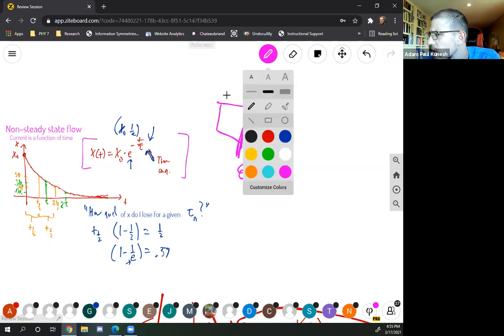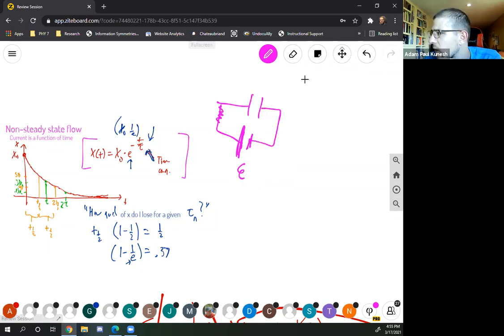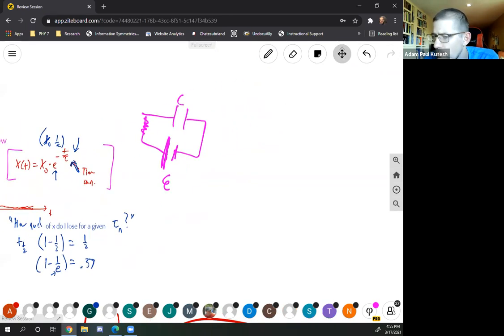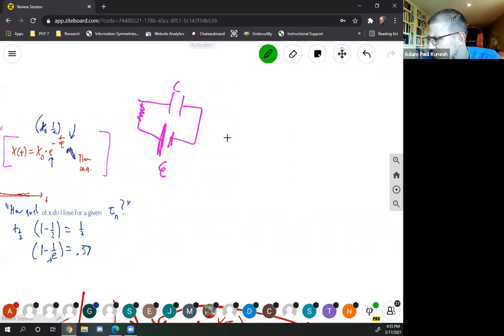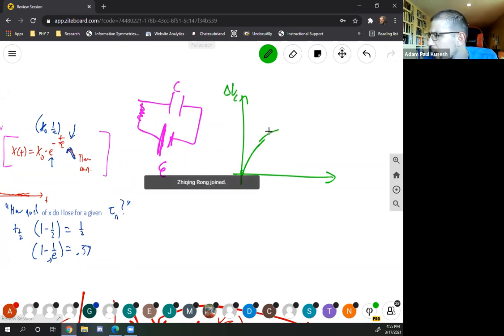The capacitor will charge up, and I need a resistor here too. The capacitor will charge up to some maximal value. So the capacitor, say it's initially uncharged, its voltage delta V across the capacitor is 0. Over time, it'll reach the battery voltage.